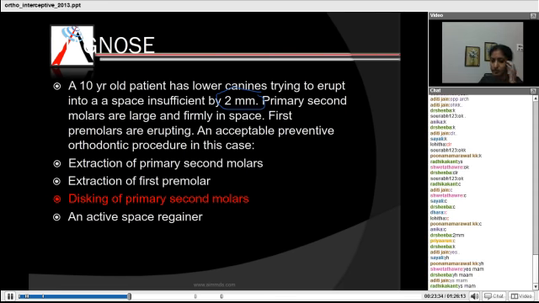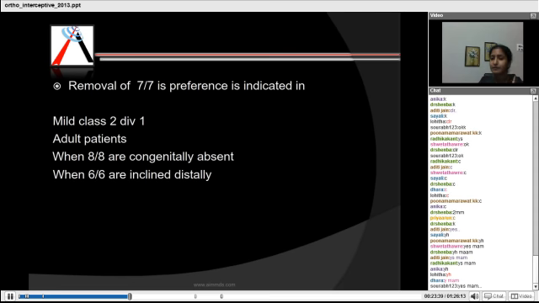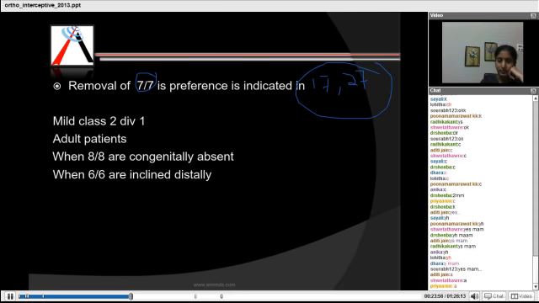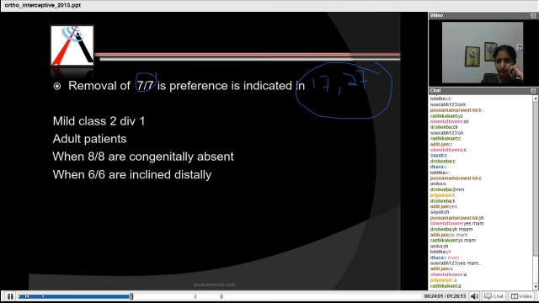Next is removal of 7-7 is preferably indicated in, see, according to me, this 7 they mean is by 1-7 and 2-7, the upper 7. So what will you do here? It is indicated in which cases?